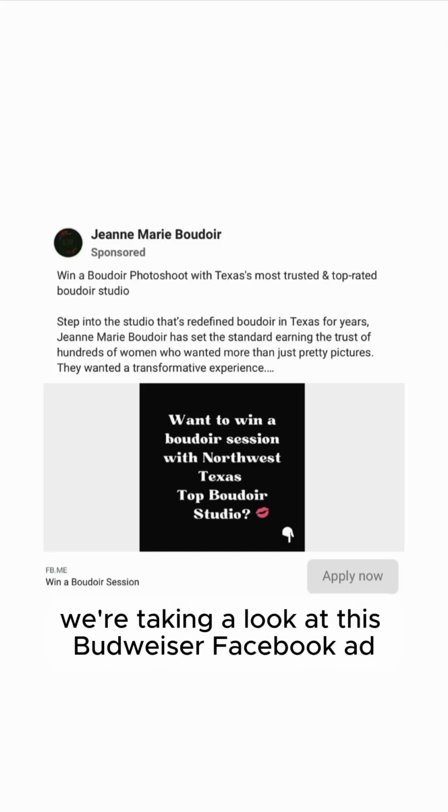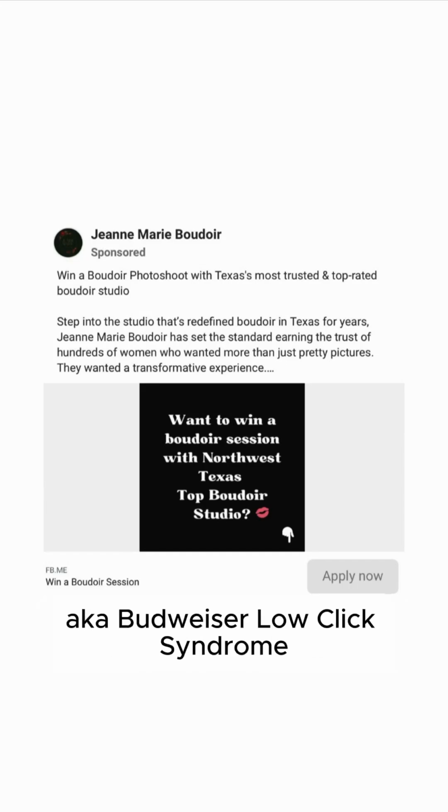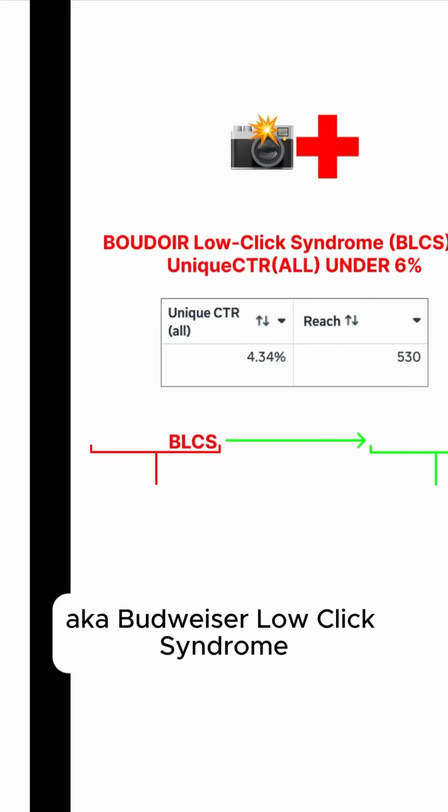All right, y'all, we're taking a look at this Boudoir Facebook ad. Gonna diagnose it, see if we believe it has BLCS, aka Boudoir low click syndrome.